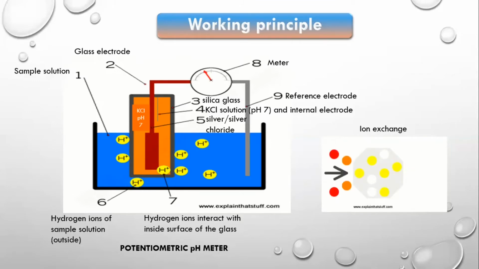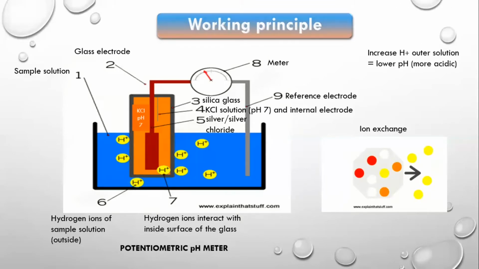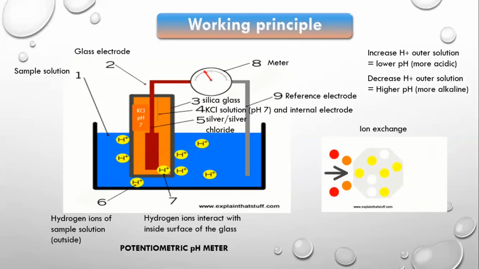The bigger the difference in voltage between the orange inside and blue, the outside solutions, the bigger the difference in hydrogen ion activity between. If there is more hydrogen ion activity in the blue solution, it's more acidic than the orange solution, and the meter shows this as a lower pH. In the same way, if there is less hydrogen ion activity in the blue solution, the meter shows this as a higher pH or more alkaline.